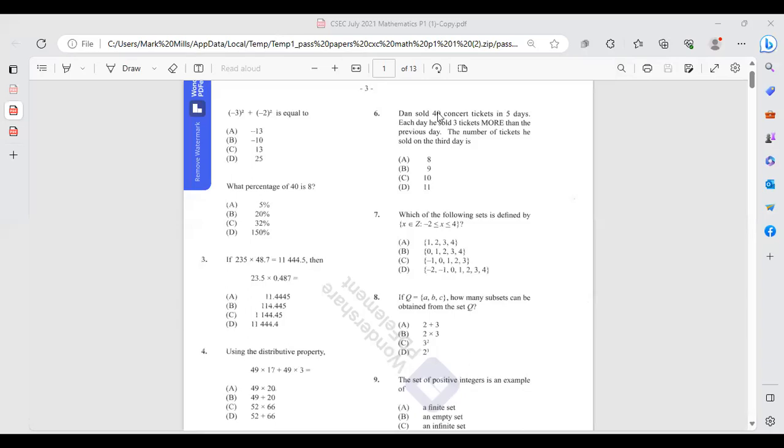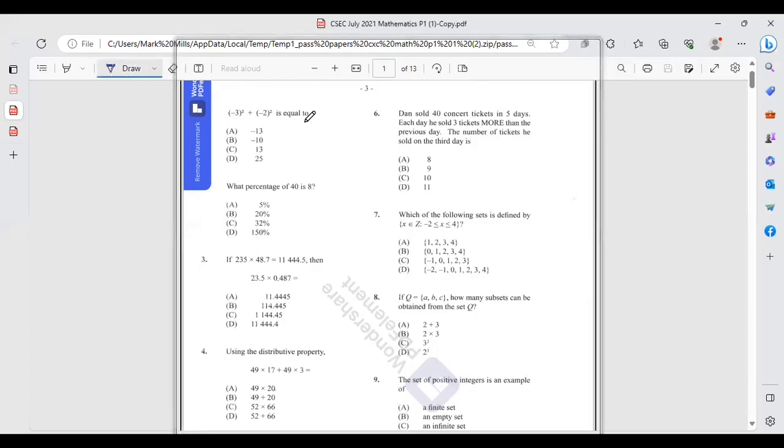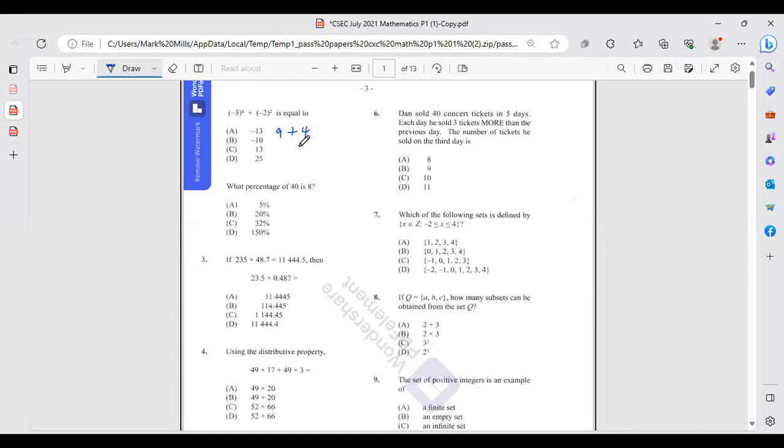All right, so let's see now. First one, what will I do? Anybody? So -3 times -3, which number? 9. 9 plus 4? 13. So that's how it's C.